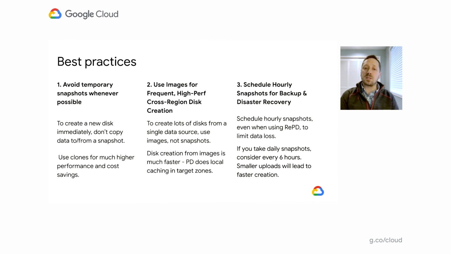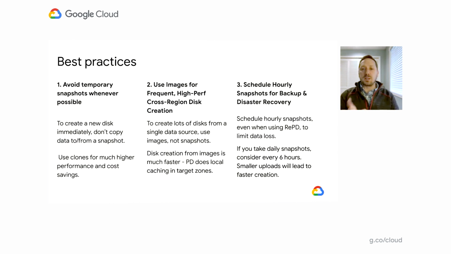The second best practice is if you want to very quickly create new disks, especially across region, images are the best resource for that. So again, if you have a single data source and you want to very quickly create large numbers of disks, including between regions, images are optimized for that scenario. There's local caching that we do in persistent disk in any target zone where you're starting to create new disks, and you'll see much faster, high-performance disk creation.